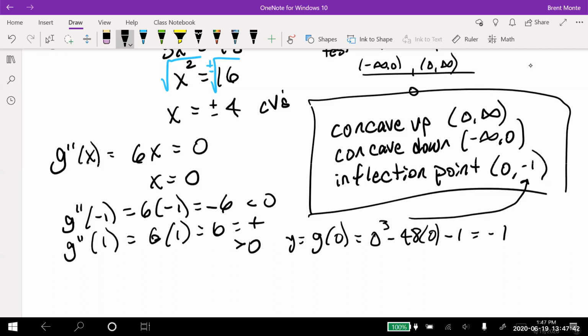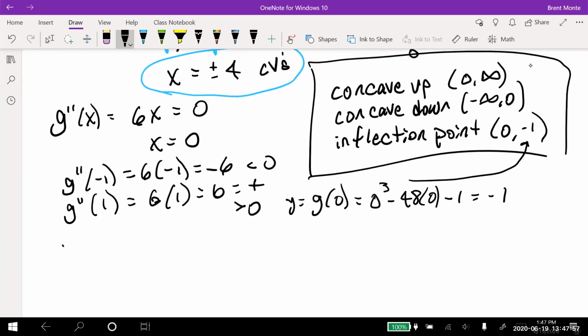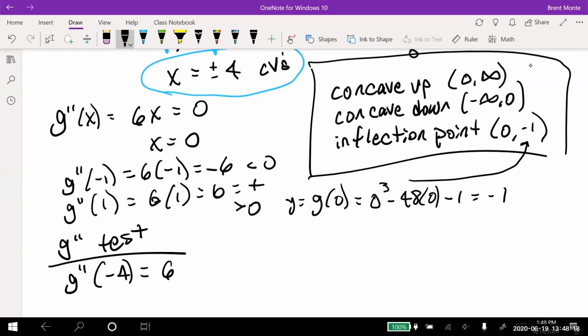Let's go back and use these two critical values to find out if we had any relative max or relative min values. So here's back to the second derivative test. Let's call it the F double prime test. Remember, I should call that G double prime, shouldn't I? G double prime test. Well, G double prime was 6x. Now let's plug in the -4, and I get 6 times -4, which is -24. I don't care that it's 24. I just care that it's negative.